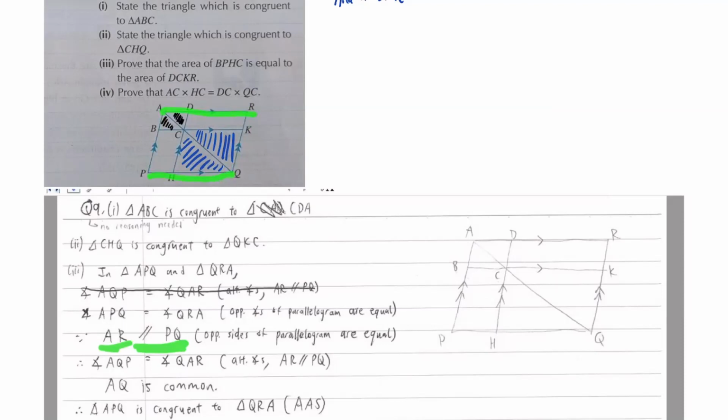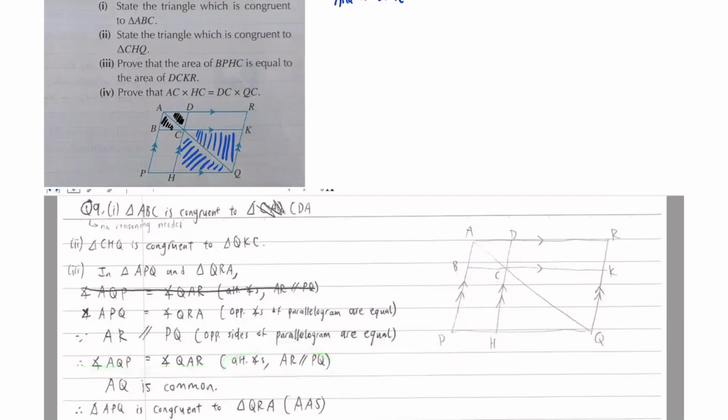And what else? AQ is a straight line. So what shape do you see here that I just highlighted? A Z shape. Then you can use which property? Alternate angles. So the angle here and here are equal, which is what I've stated here: angle AQP equals angle QAR. The reason is alternate angles, AR parallel to PQ.